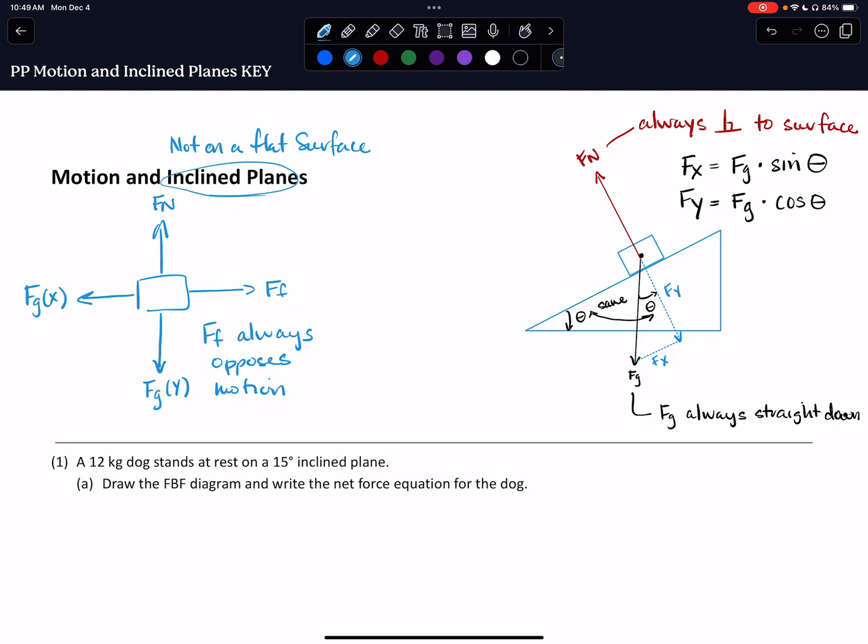So we have a couple options for what the box can do. Let's say we're pushing the box up. That means the applied force, which is going to be Fgx plus any applied force, is going to be to the right. Whoops.